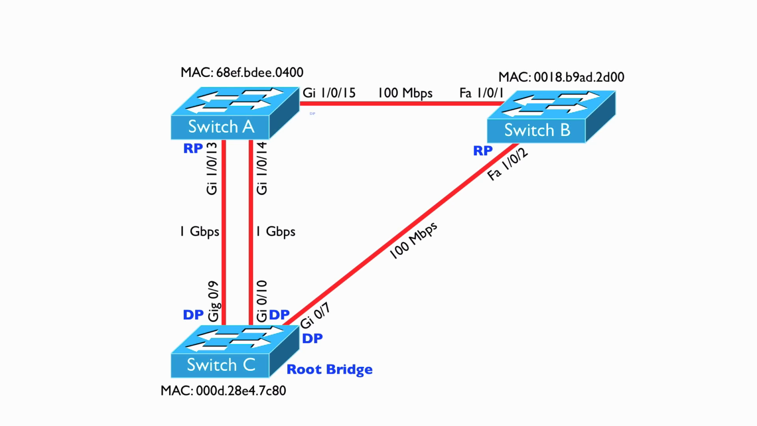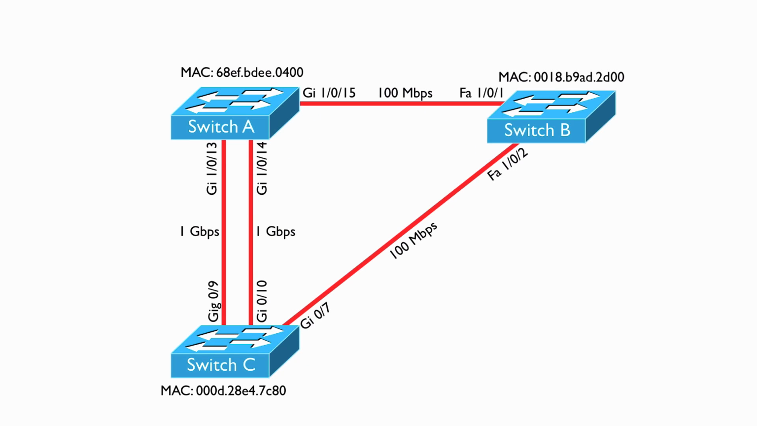Let's predict that gigabit 1/0/15 is going to be our designated port on that segment. All of the other ports are going to be blocking ports. That's what we're predicting we'll see in this topology, but we'll go out live in just a moment and verify this. After we do the verification, let's change things up just a little bit.